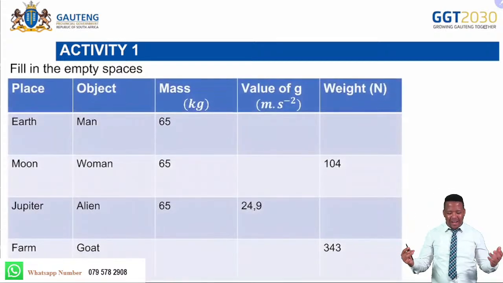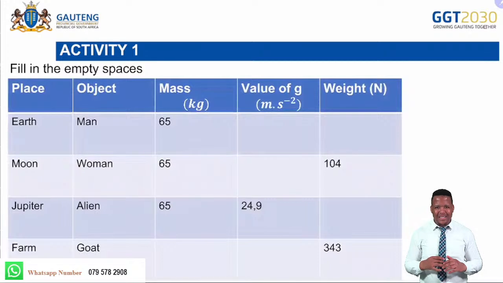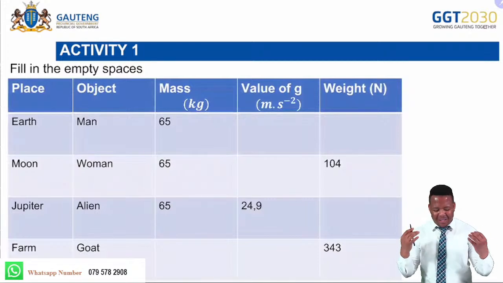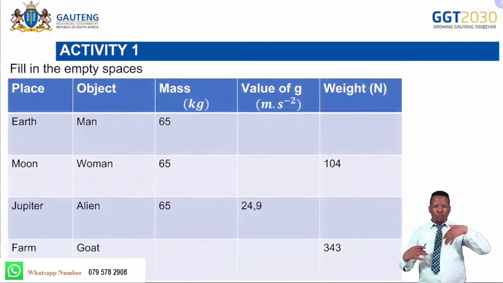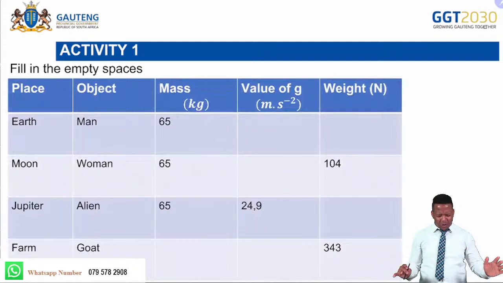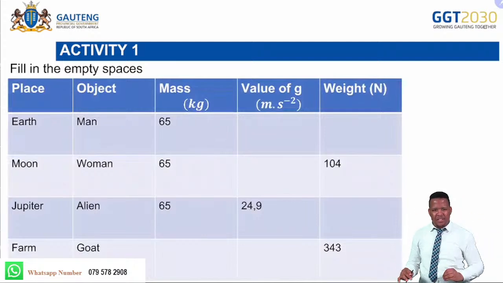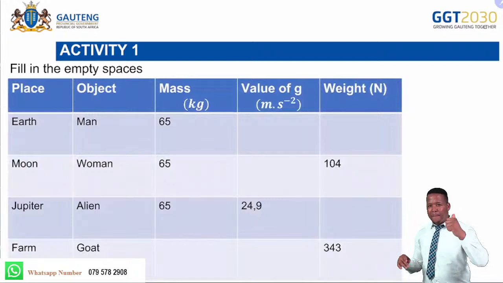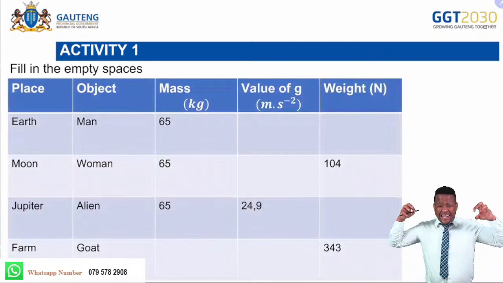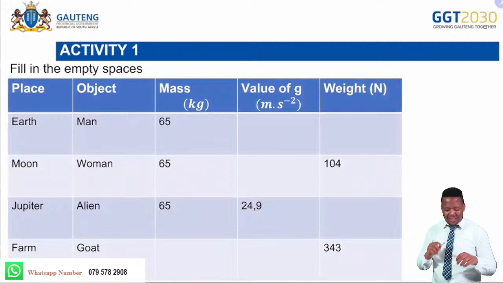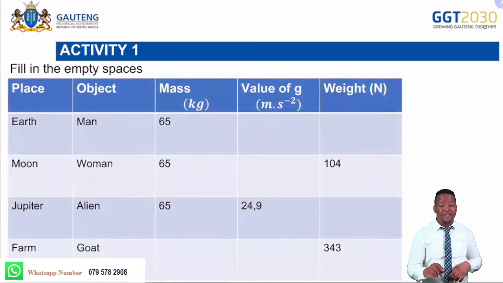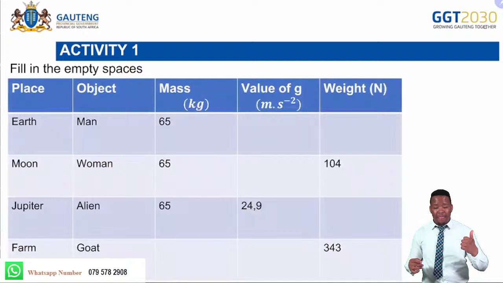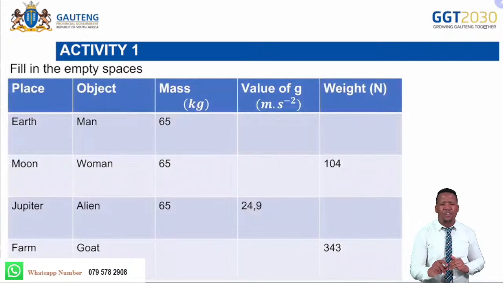Let's see with our activity 1. Activity 1, okay, fill in the empty spaces. So, on activity 1, we have a table. At the top it says place. Where? On Earth, on the moon, planet Jupiter, and on the farm. Object, we have the man, a woman, an alien, and a goat. Each has a different mass. The man has the same mass as the woman and the alien, but we don't know the mass of the goat.